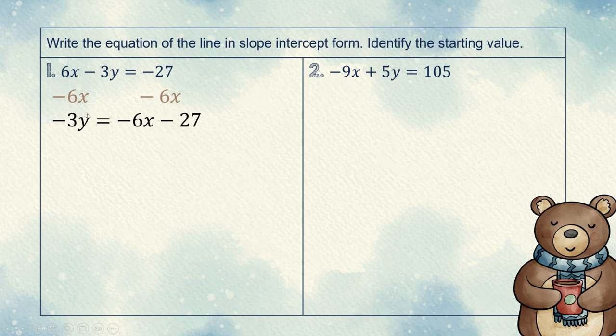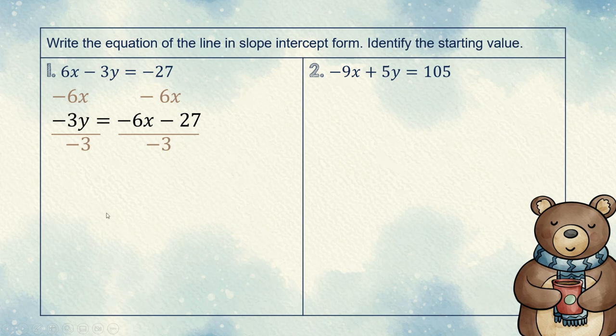Now we have to get this y completely alone. We have to isolate that variable. That's common verbiage that we were using early on in the school year. The way we do that is by dividing both sides by negative 3. One thing I want to point out here, guys, is when we divide both sides by negative 3, we cannot just divide one term on this side of the equal sign by negative 3. We have to divide both negative 6x and negative 27 by negative 3.